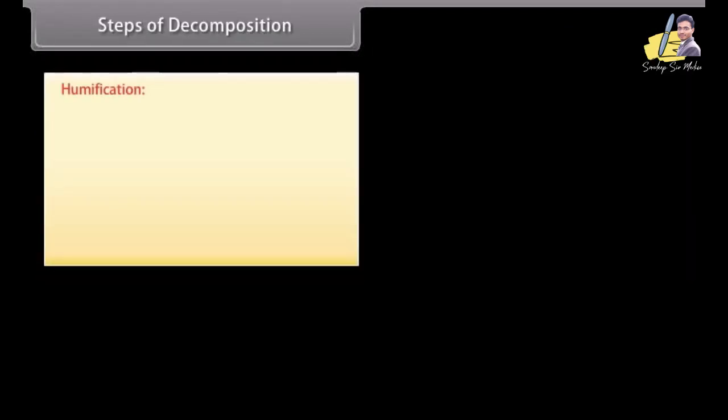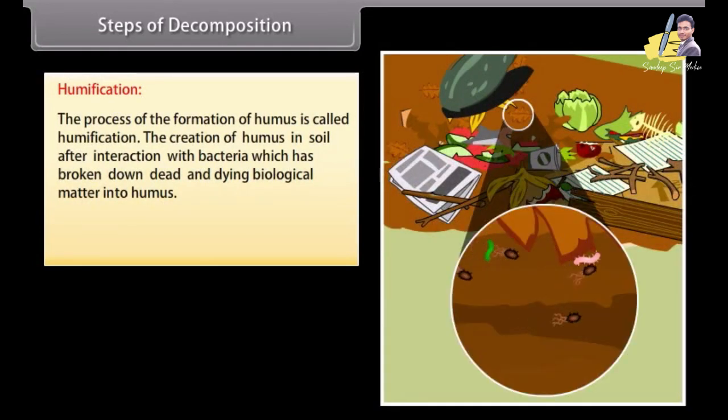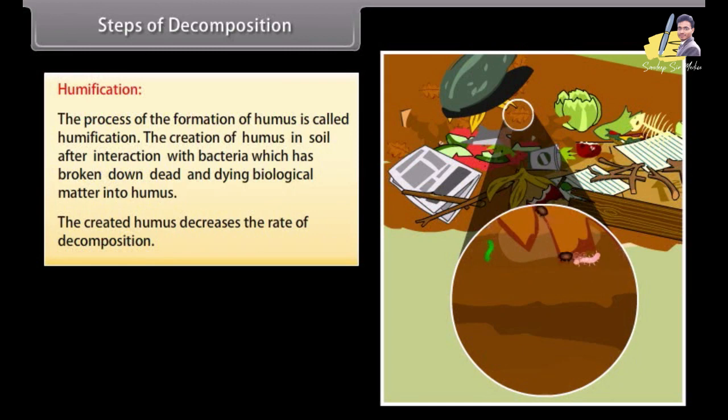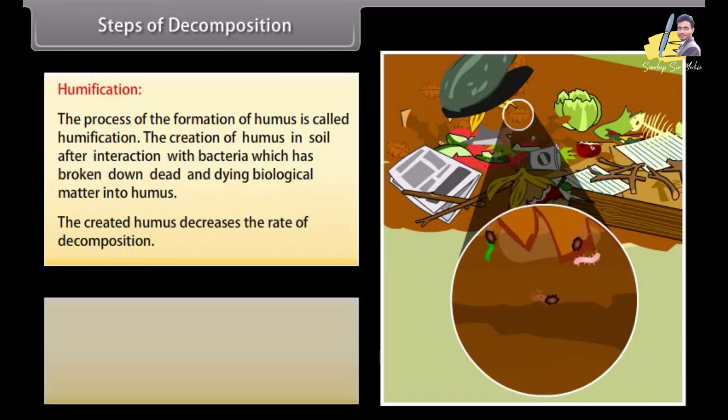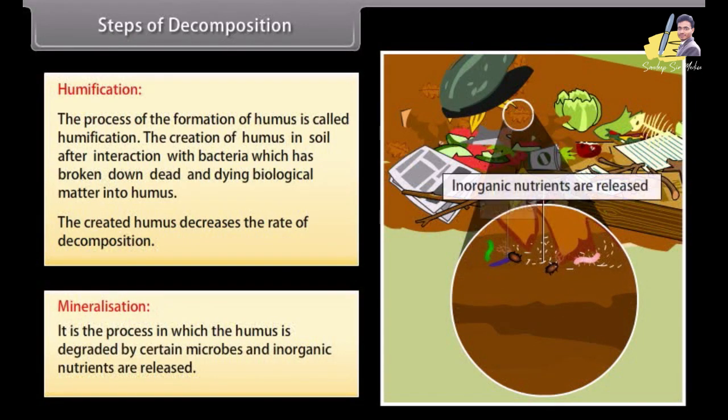Steps of decomposition. Humification. The process of formation of humus is called humification. The creation of humus in soil after interaction with bacteria which has broken down dead and dying biological matter into humus. The created humus decreases the rate of decomposition. Mineralization. It is the process in which the humus is degraded by certain microbes and inorganic nutrients are released.